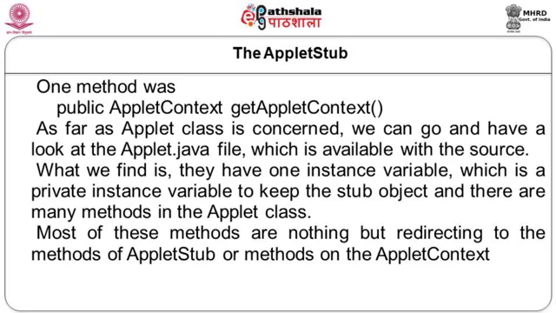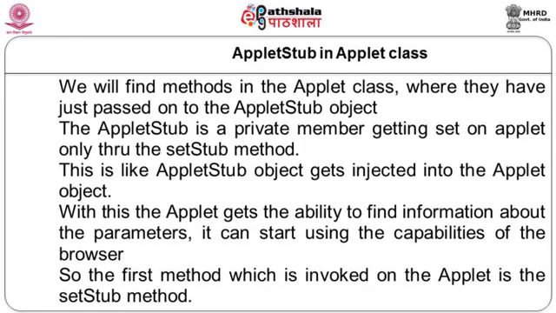Fine. We will find methods in the applet class that, when invoked, are just passed on to the AppletStub object. The AppletStub is a private member getting set up only through the setStub method. It is set up on the applet object by using the setStub method. It's like an injection: the AppletStub object gets injected into the applet object.